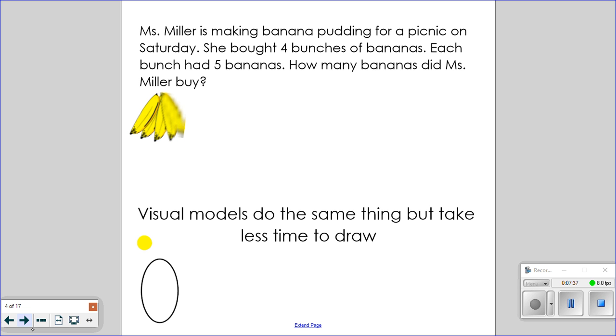Miss Miller, it's making banana pudding for a picnic on Saturday. I love banana pudding. Raise your hand for that banana pudding. I don't know what goes in banana pudding. What are some ingredients in banana pudding? I'll give you a hint. Think about the name; if you've never had banana pudding, I bet you could name some ingredients.